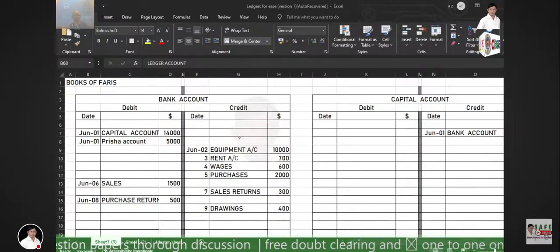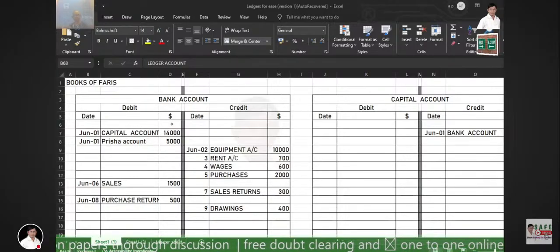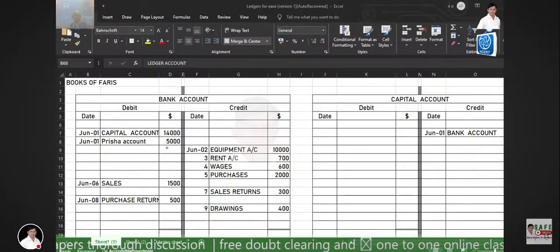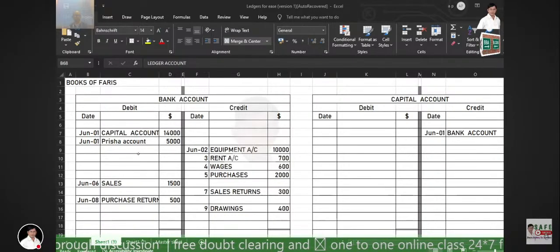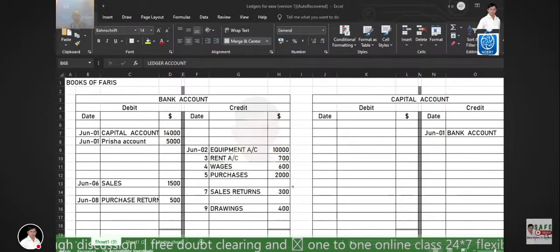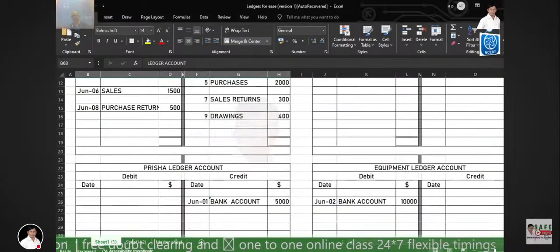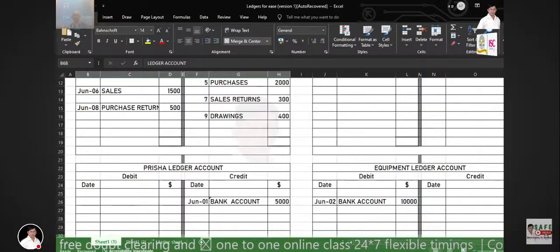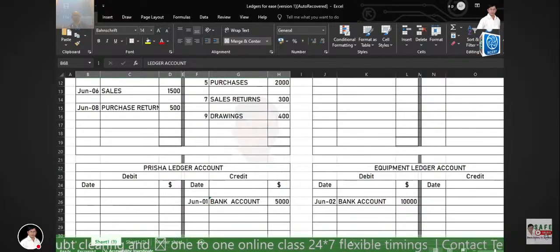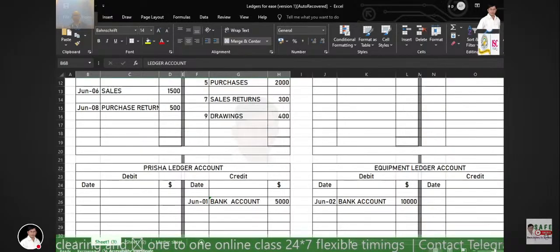So finally, the books of accounts, the ledger accounts, will appear like this. Bank account, capital account, Prisha's account. Whatever we receive, we write here. Whatever we have paid, the capital account is always credited. Prisha's ledger account: she has given a loan, so her account is credited. Equipment ledger account: it is an asset, so it is debited. We have paid by bank, so the entry is complete.